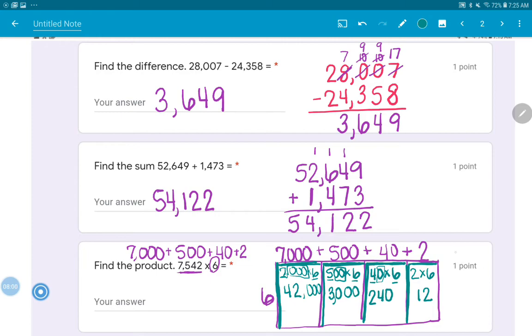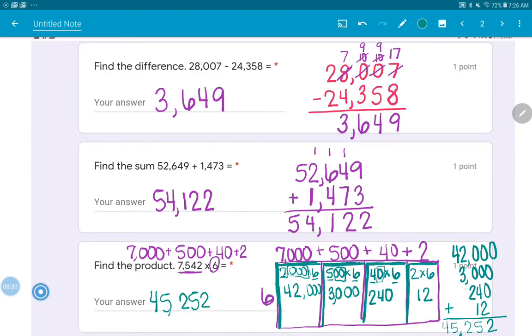Now I just have to add my parts together. 42,000 plus 3,000 plus 240 plus 12. If I add the ones together, I have 2 ones. I have 5 tens, 2 hundreds, 5 thousands, and 4 10,000s. My product is 45,252.